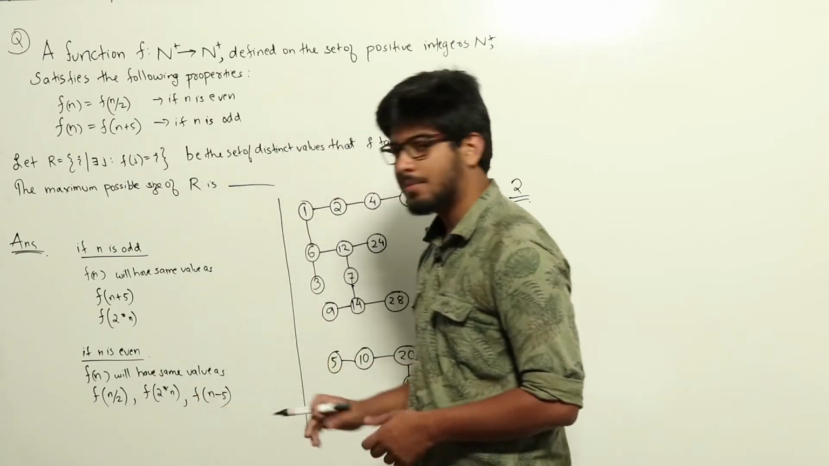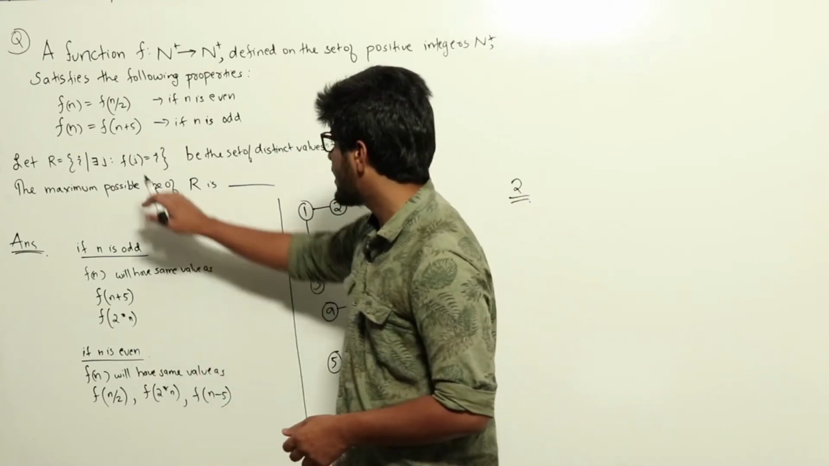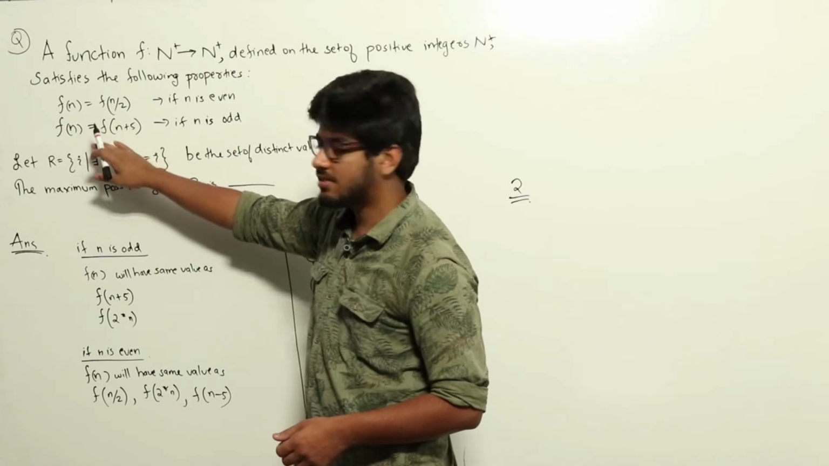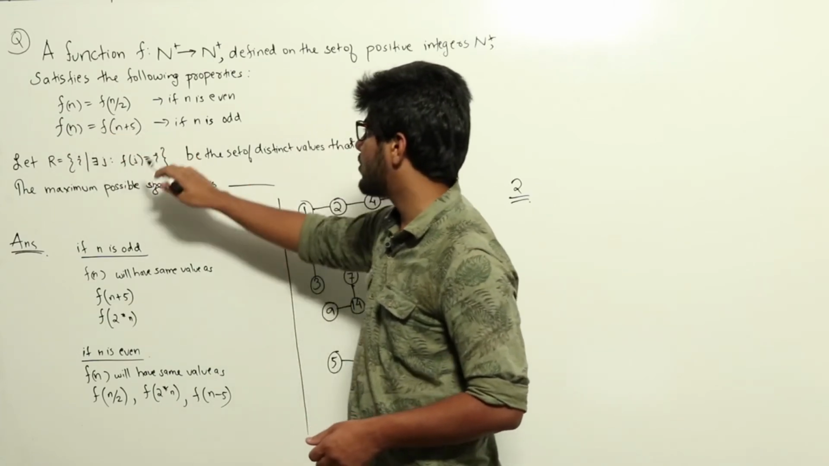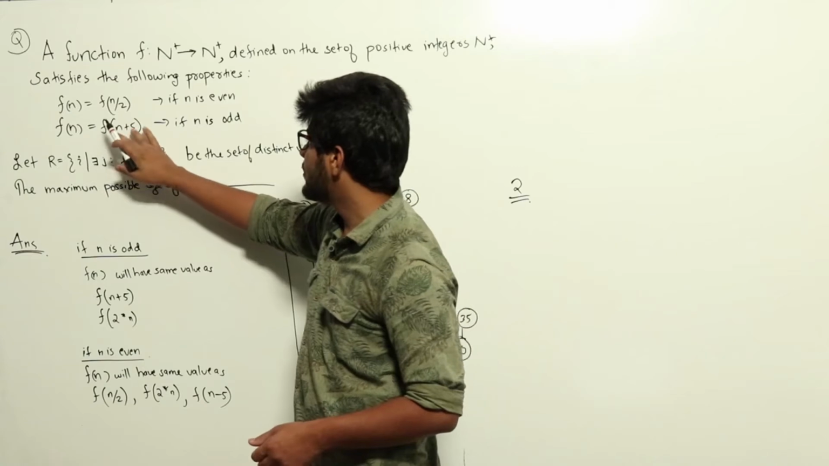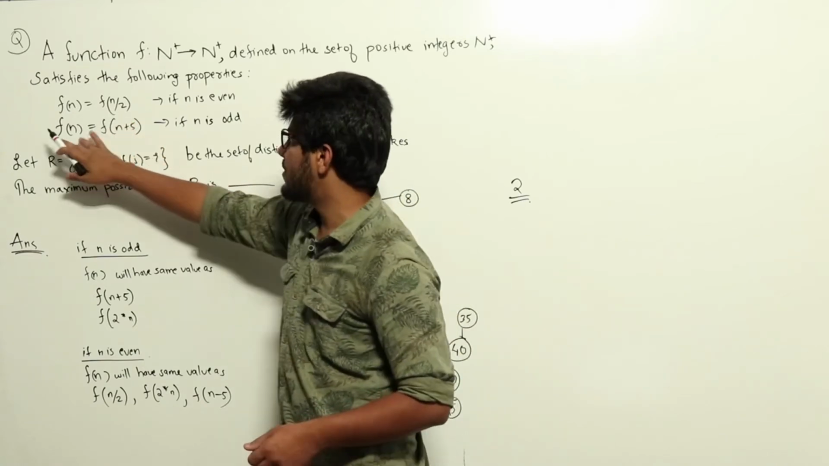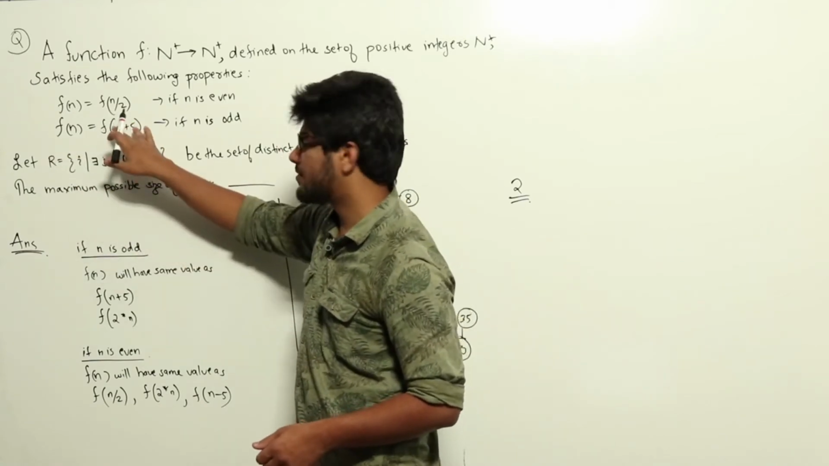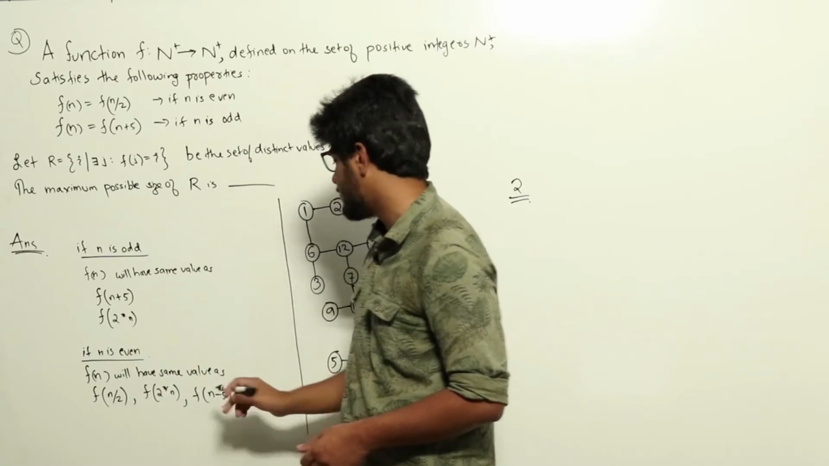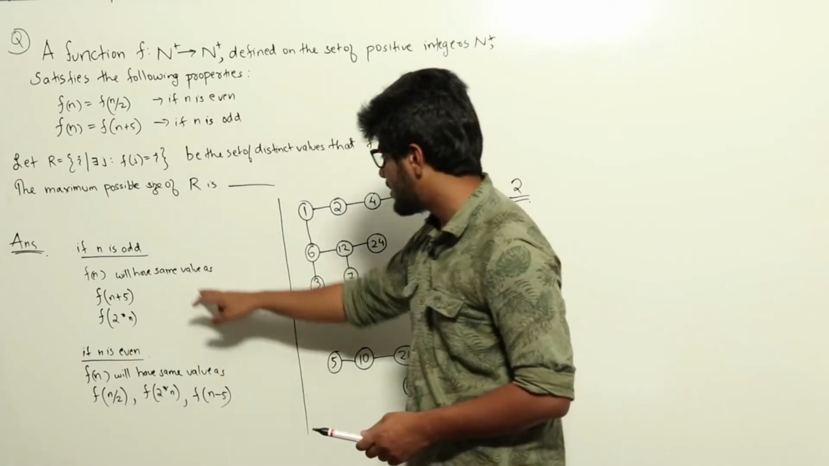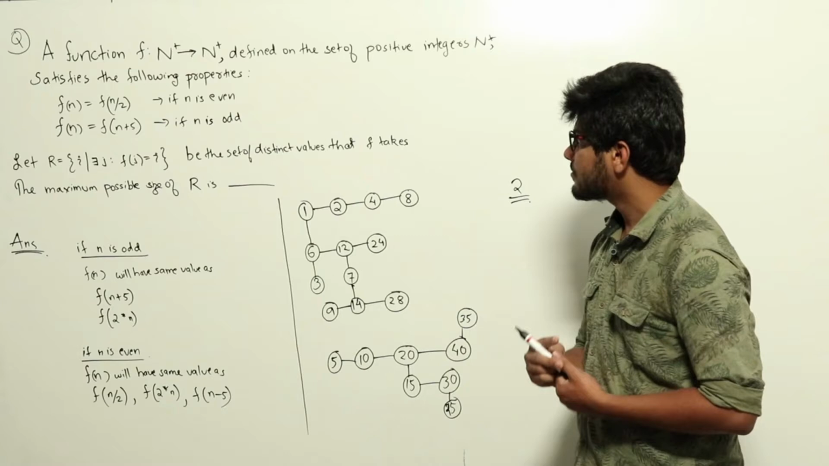Also f(n-5). Why I have written this is, if n is odd, f(n) will have the same value as f(n+5). Now if n is odd, n+5 will always be an even number. So f(n+5) will have the same value as f(n) when n+5 is even, so I can rewrite it as f(n) when n is even will have the same value as f(n-5). Okay, so I have written these values here.